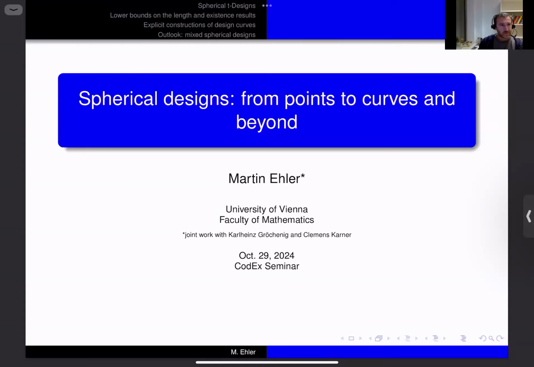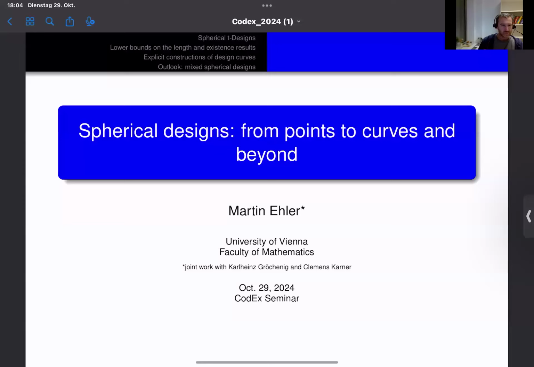Today, I would like to talk about spherical designs. Classically, this is more associated to points, but recently we have also transferred this idea to curves. And maybe in the end, I will also talk beyond curves and points, and we will see what this is supposed to mean. Importantly, I also would like to say this is a joint work with Karl-Heinz Röchenig and Clemens Karner.